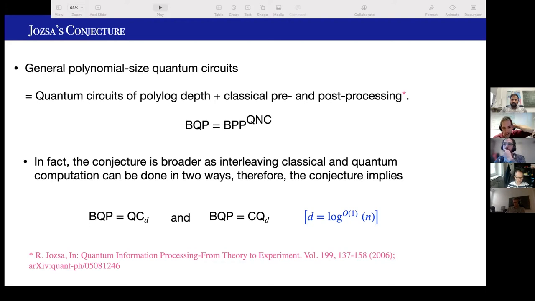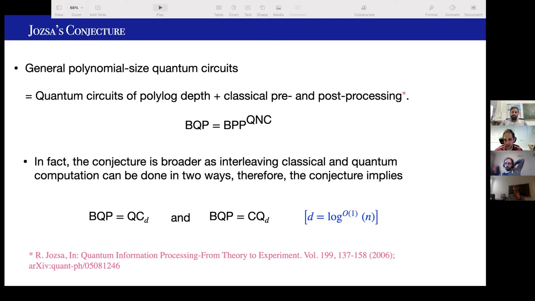My question was, assuming the conjecture that BQP equals BPP^QNC, does the second line follow, that BQP equals QCD? No. Those are other conjectures that are possible. I mean, BPP^QNC is the CQD circuit. So this is the same, BQP is CQD. These are the same thing. Right, QCD is different.